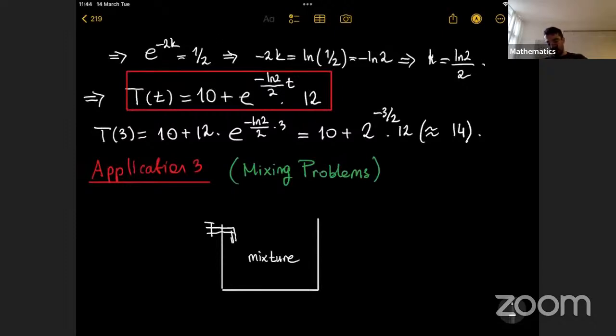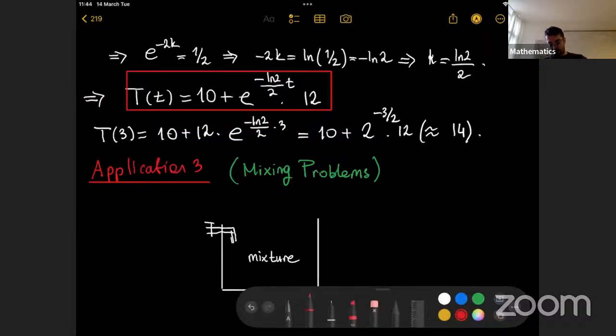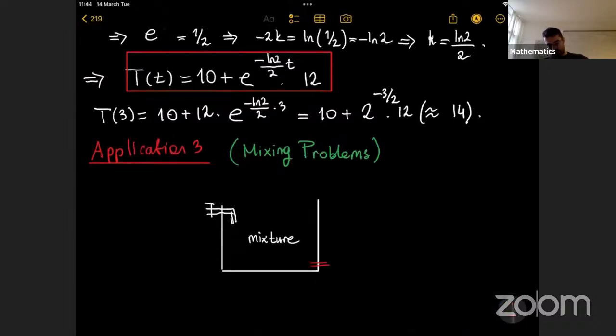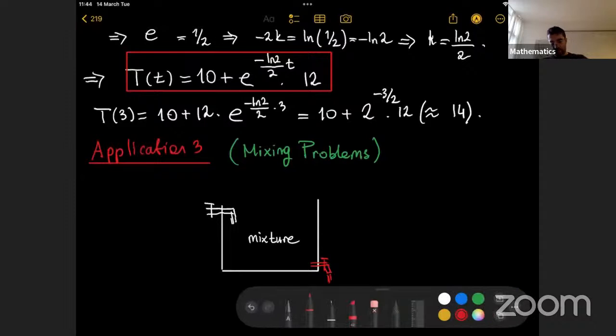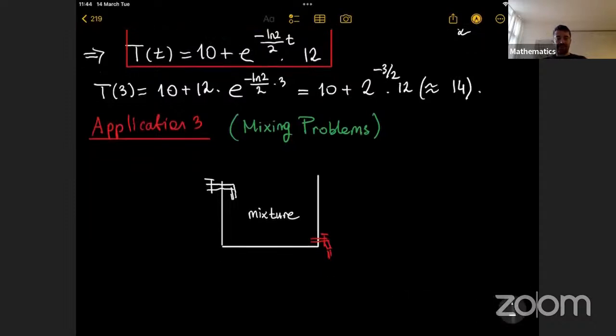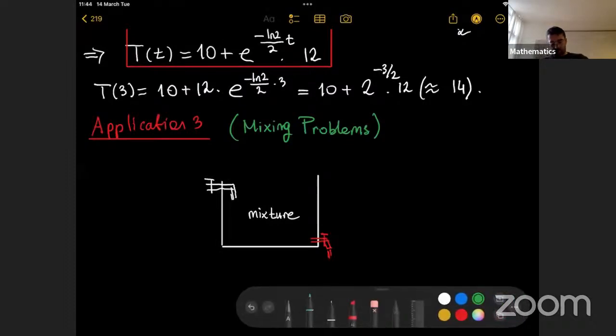And at the same time, the mixture flows out from here, okay? So a mixture flows in and flows out at the same time. And this mixture contains some chemical. Here, the chemical can be salt, sugar, or a real chemical, okay? Depends on the problem.